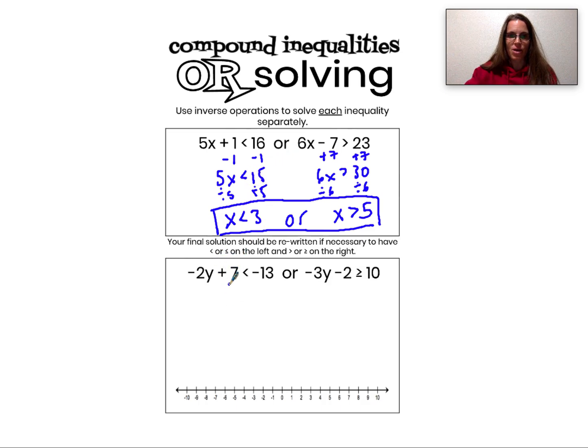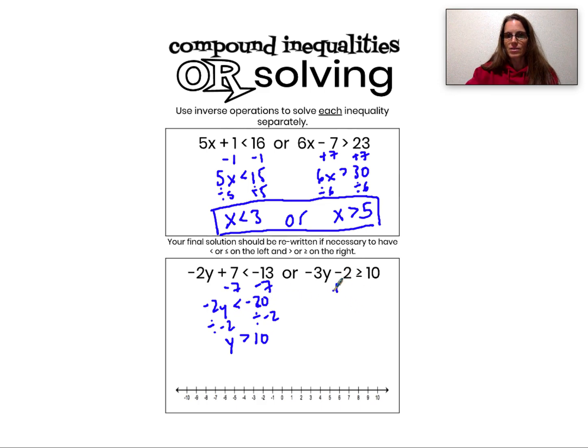Okay, so first inequality, I need to subtract 7. That gives me negative 2y is less than negative 20. Next, I need to divide by negative 2. Uh-oh, I'm dividing by a negative. What happens? I need to flip my inequality. The solution to this first inequality is y is greater than 10. Greater than. When I divided by negative 2, I had to flip.